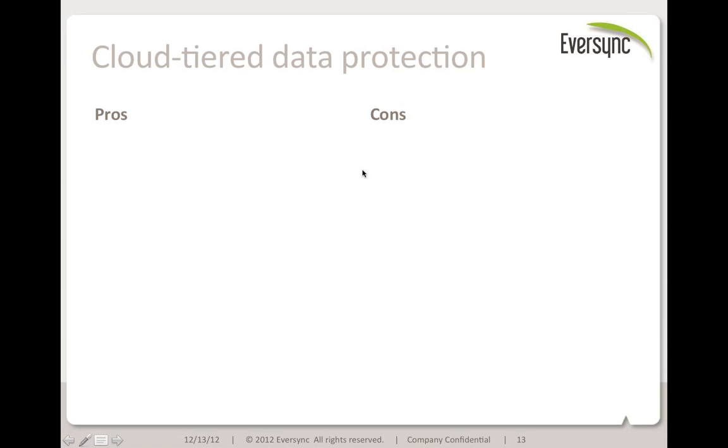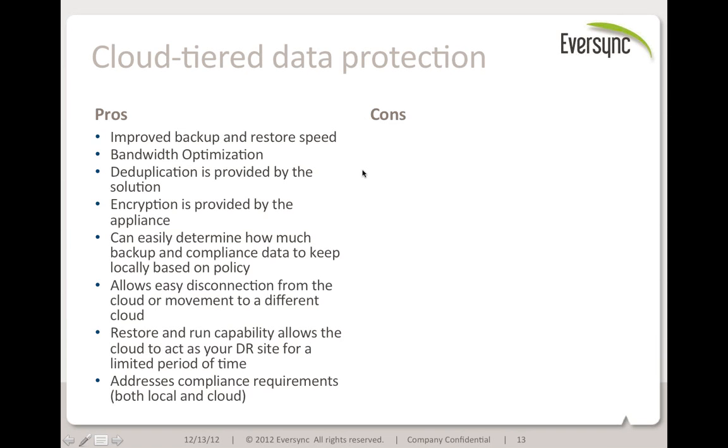So of course, we have the same benefits of any hybrid solution. You have improved backup and restore speed, the ability to do bandwidth optimization, deduplication to reduce the amount of data that has to be stored and moved to the cloud, and encryption. It also can easily determine how much data and how much compliance data you want to keep locally or in the cloud based on very simple policies.